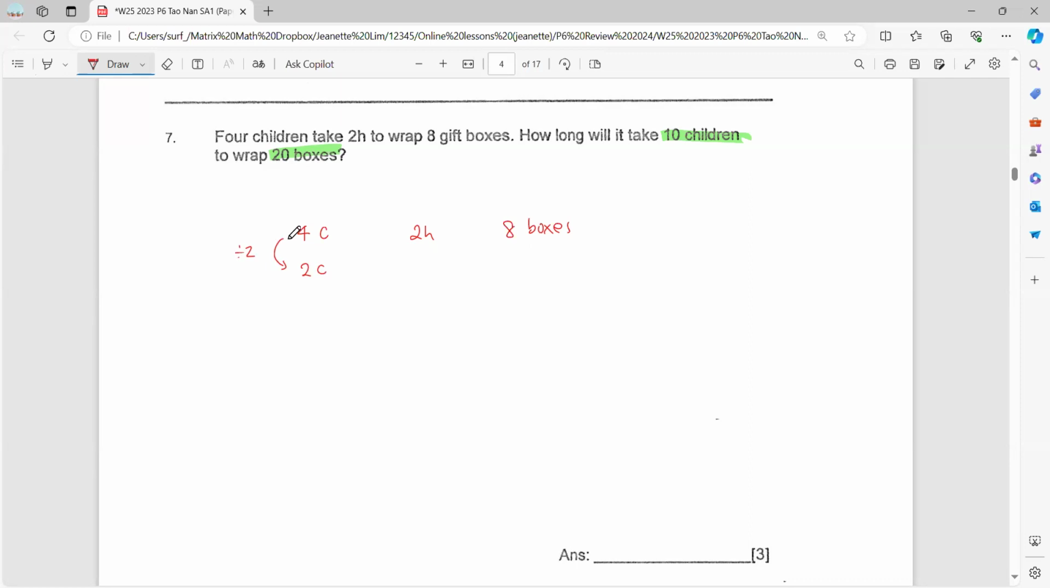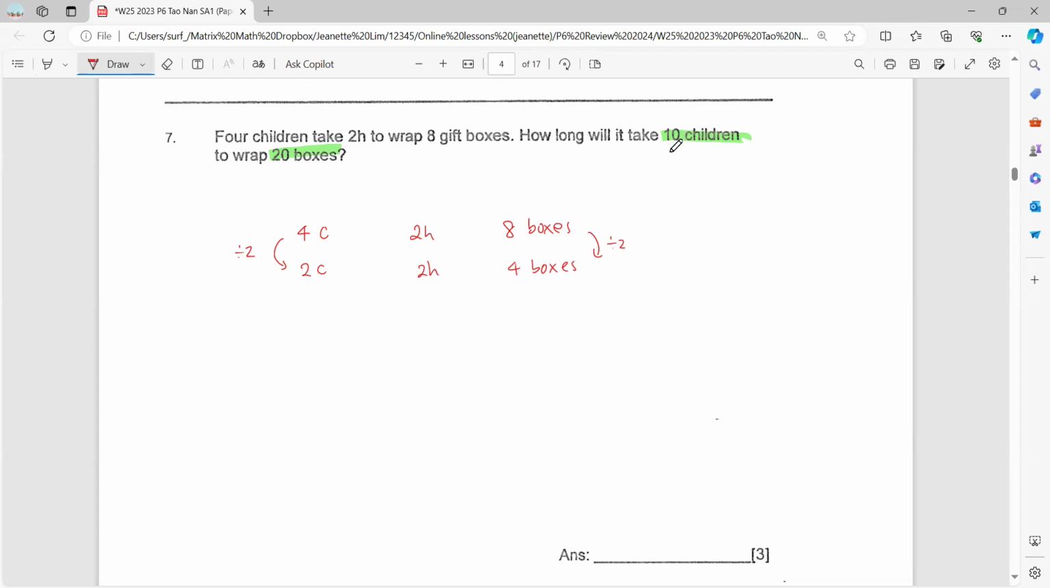Okay, so then you have to use logic for this part. If you have fewer children, then the work done will be lesser, right? So you have to divide by 2 as well. 4 boxes. So the time taken, you cannot change. Okay, so leave it 2 hours, because we are only changing 2 things at any one time.